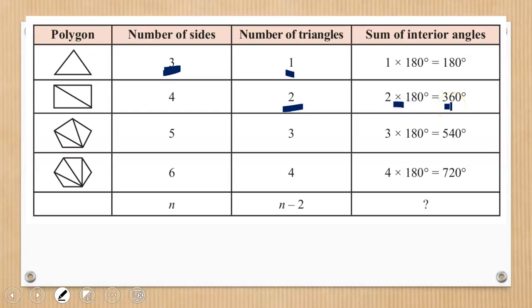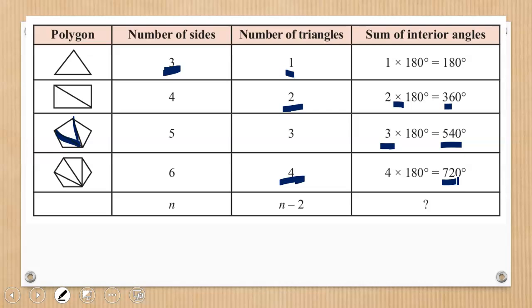to be 360. If we pick a pentagon, we can create 3 triangles from the pentagon. And so 3 times the sum of the interior angles of each of the triangles will give us 3 times 180, which is 540. When it is a 6-sided figure, we'll get 4 triangles, and so we get 720.